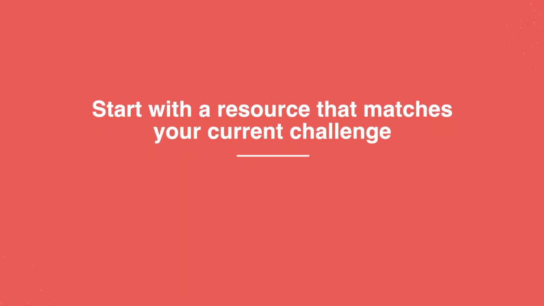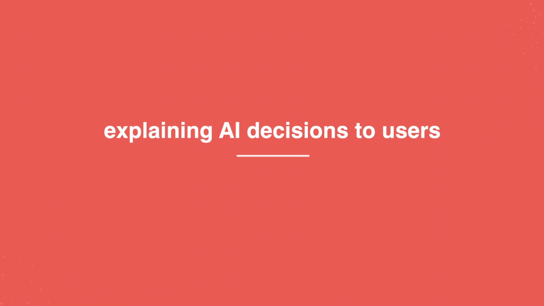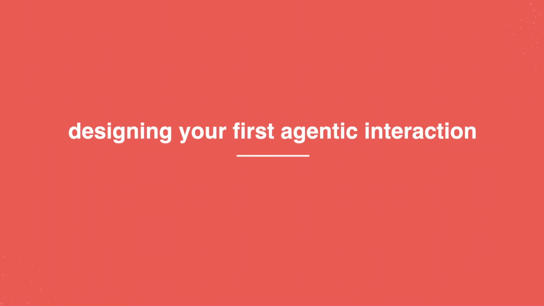So these resources that I just shared with you won't give you all the answers that you need, because nobody has those yet, but they will give you a solid foundation and a shared language to work from. So my suggestion is start with whichever resource matches your immediate challenge, whether that's explaining AI decisions to users, designing your first agentic interaction, or just getting your team aligned on what good looks like for AI-powered features.